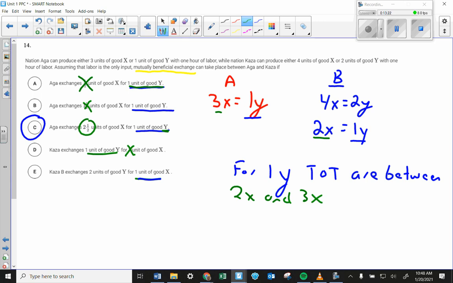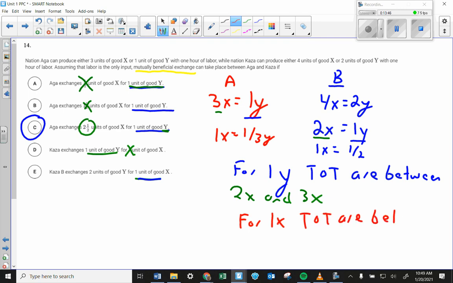Okay, so the only other one is we have to do exchanges 2 units of Y for 1 of X. So we have to solve for X here. And when we solve for X, we find out that 1X is equal to a third of a Y. And over here, 1X is equal to a half of a Y. So we can now come down here and say for 1X, the terms of trade are between, and again, between a third and a half. Okay, between 1/3 and 1/2. Is 2 between a third and a half? And the answer is no. So the answer is C.